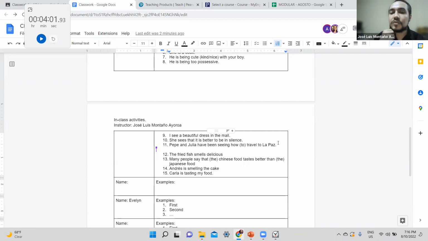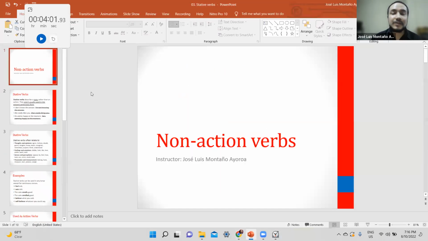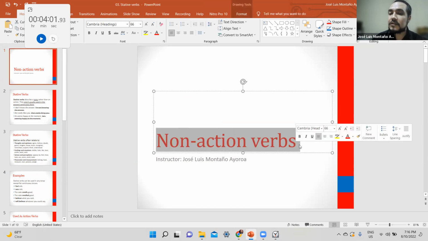So smell can also be with people, but when you produce that sensation or when you do the action of using your senses. Okay, so that's it with action verbs. If you have questions about this lesson, please let me know. Again, it's so that you can have that clear.